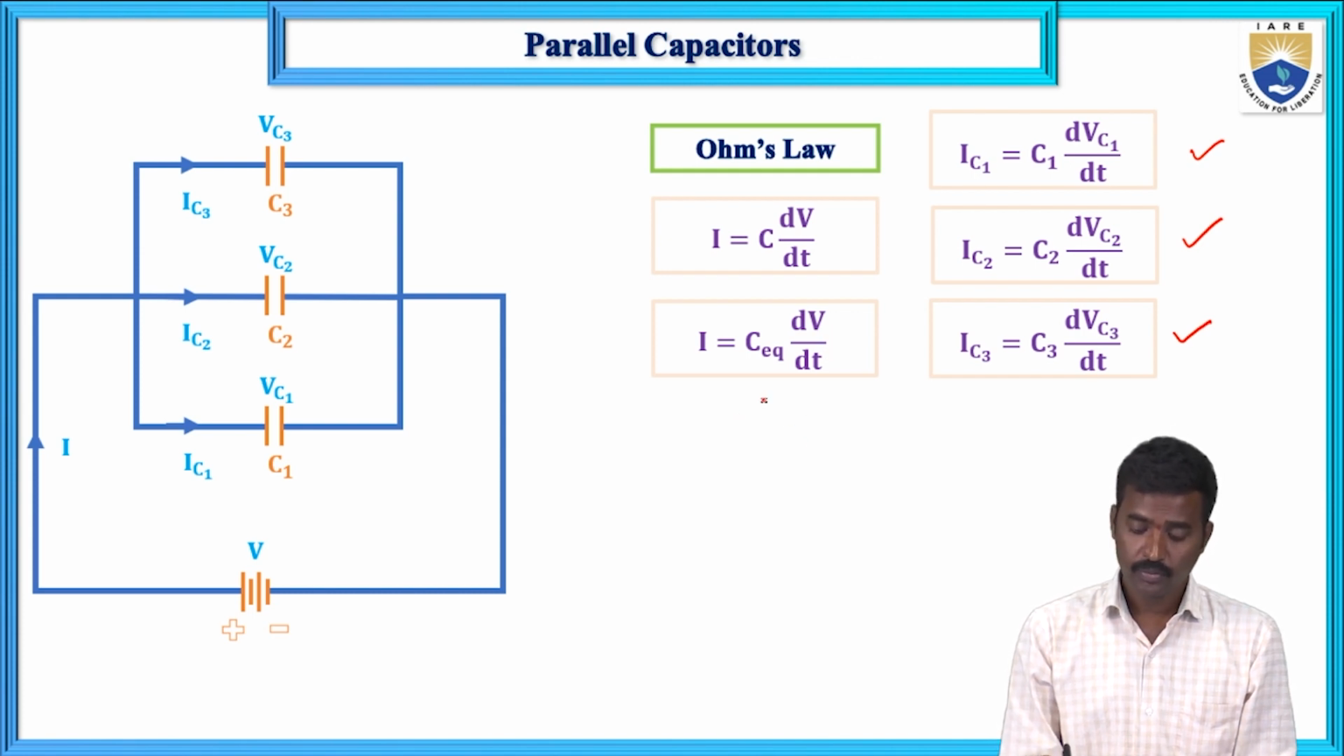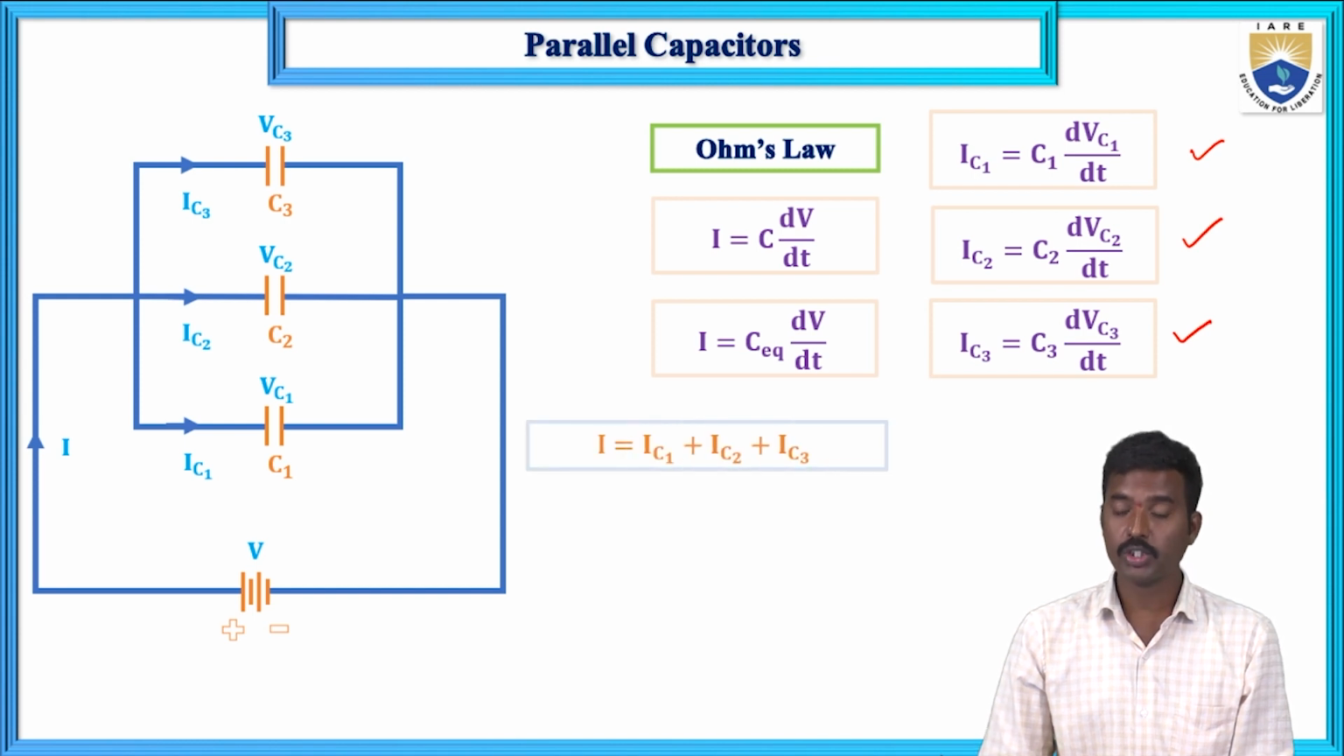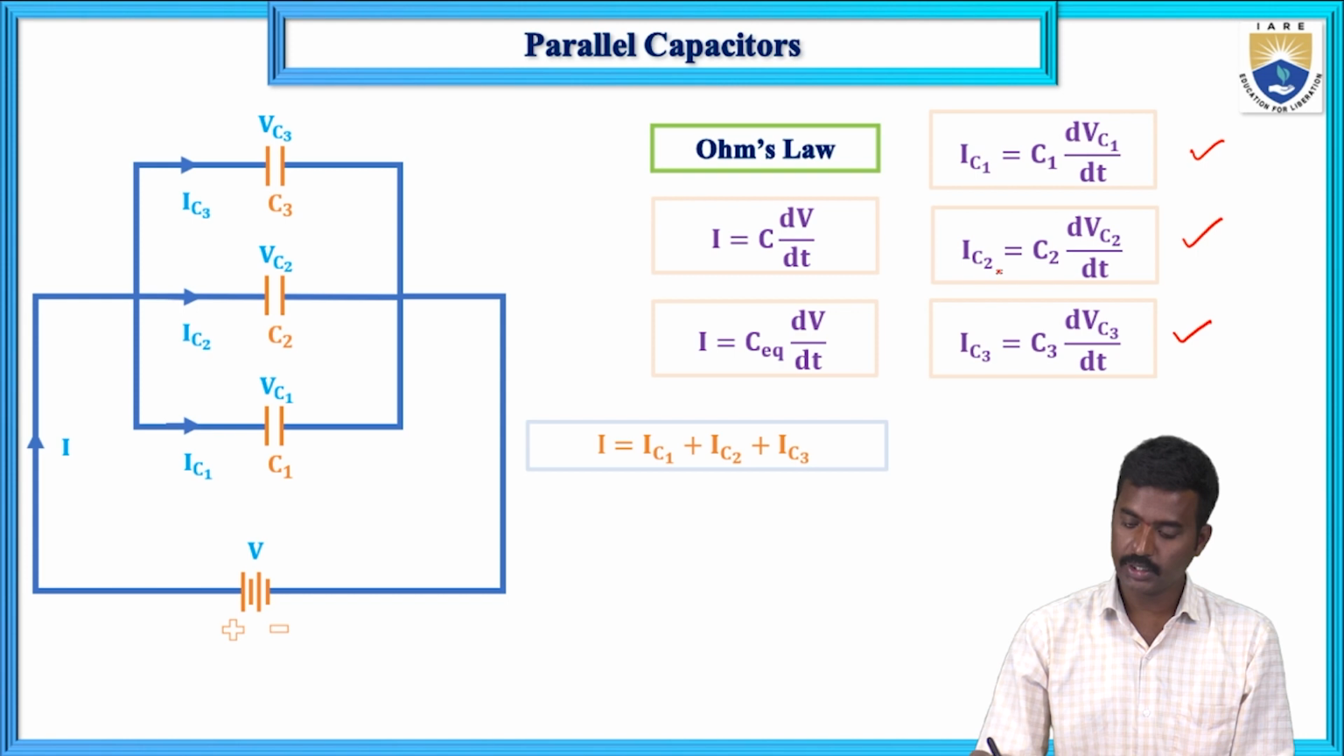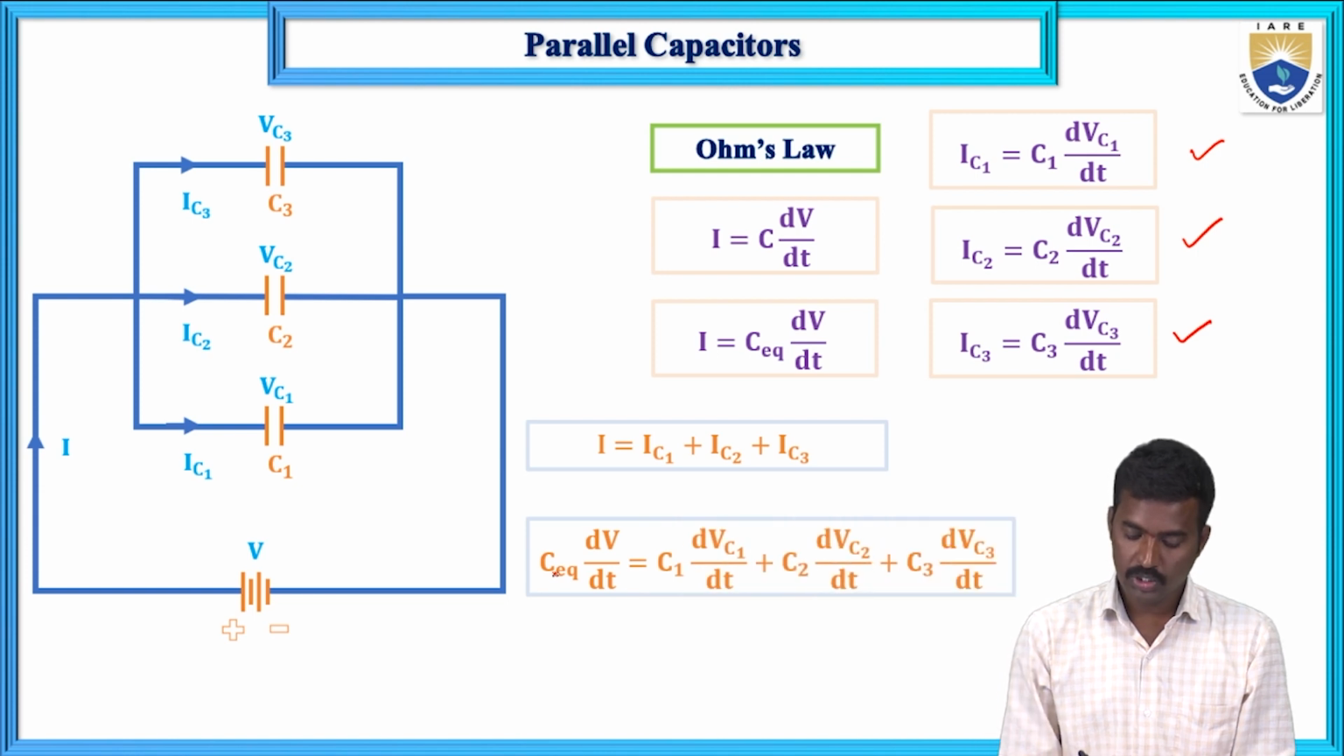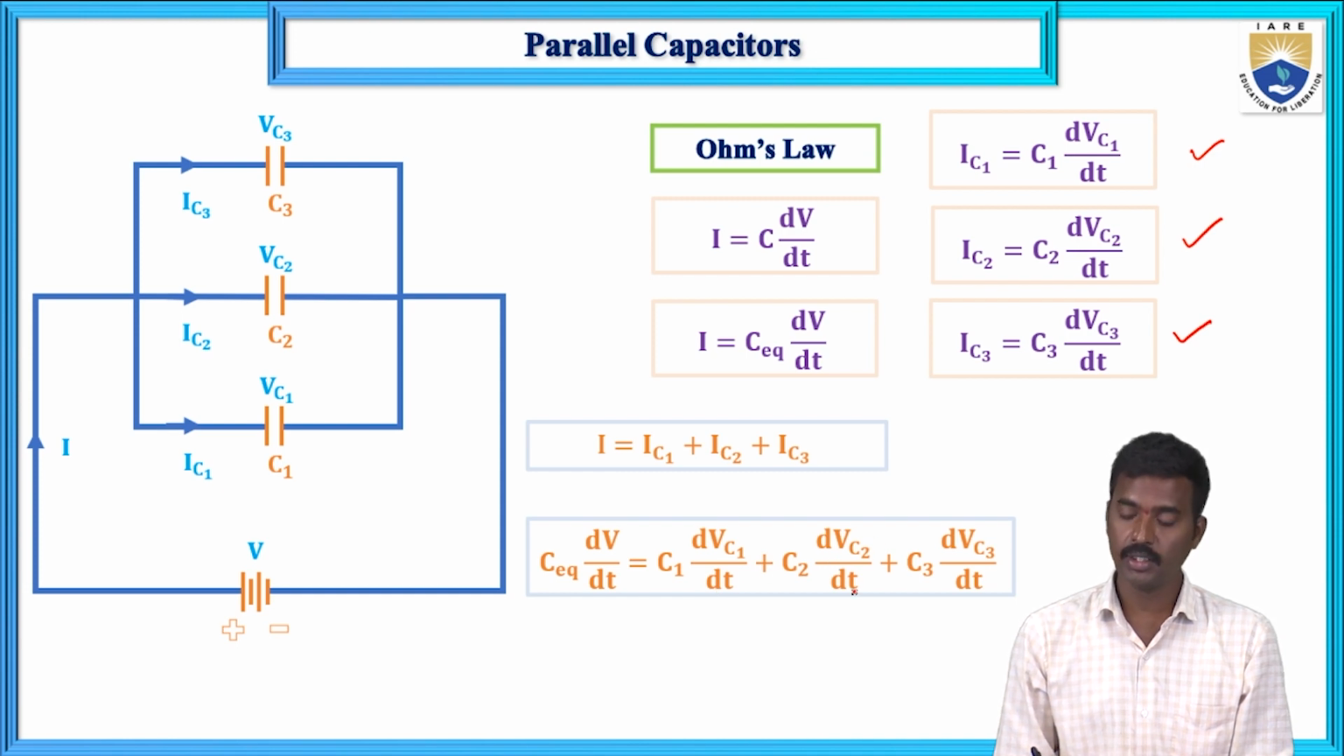Now here, parallel connection, second property: supply current equals sum of the individual currents. I equals IC1 plus IC2 plus IC3. IC1 is this formula, IC2 is this formula, IC3 is this formula, and I equals this formula. Now you can substitute here. So C equivalent dV by dt is equal to C1 dVC1 by dt plus C2 dVC2 by dt plus C3 dVC3 by dt.